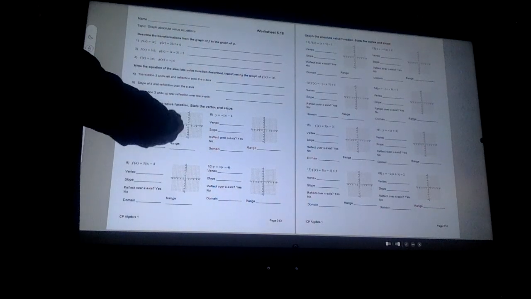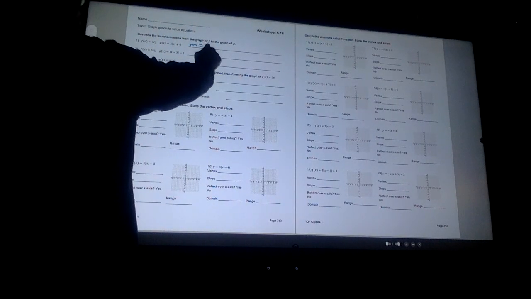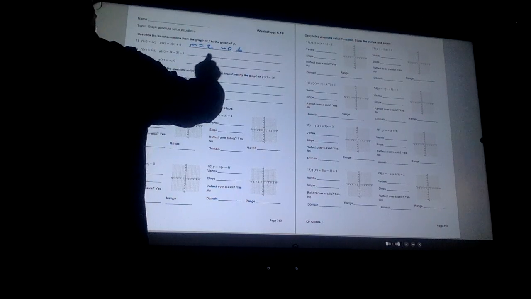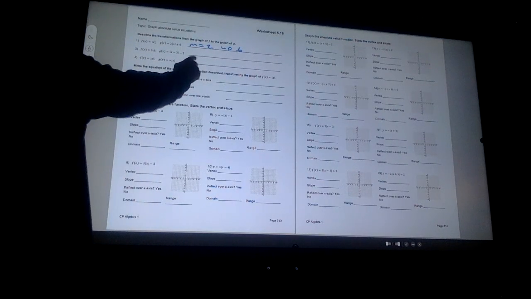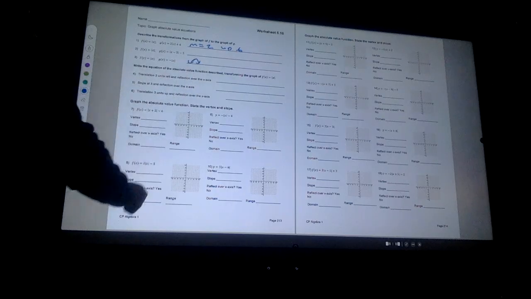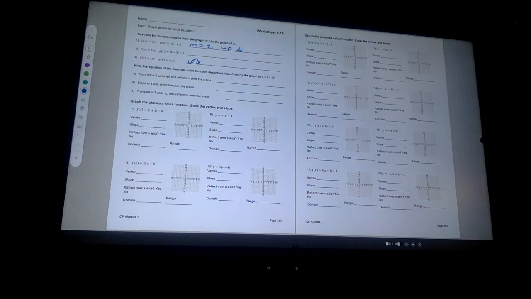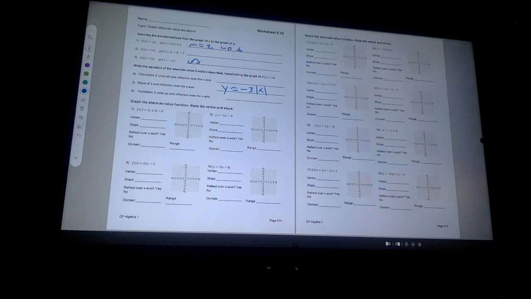Okay, so slope is going to be 2 here, and then up 6. This one, it's just going to flip it upside down, because you just have a negative. Number 5, we have a slope of 3, reflect over the x-axis, so that's going to be negative 3, absolute value of x. The negative flips it over, and the 3 is your slope.